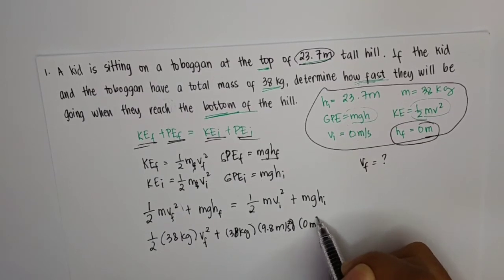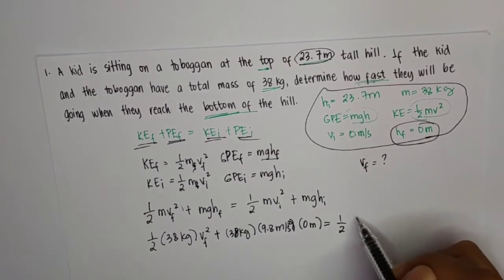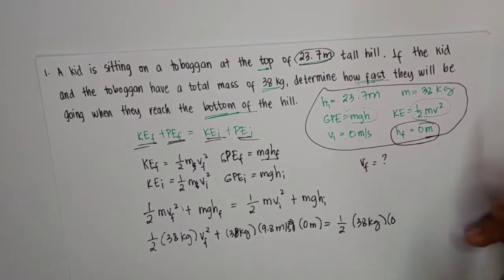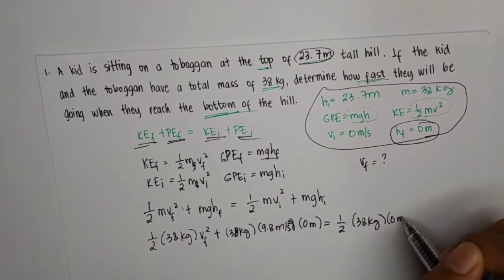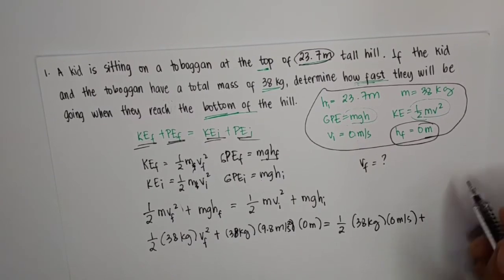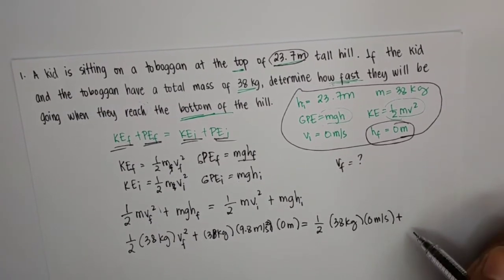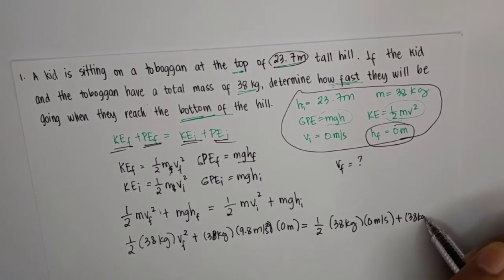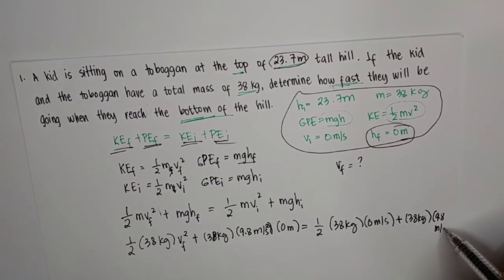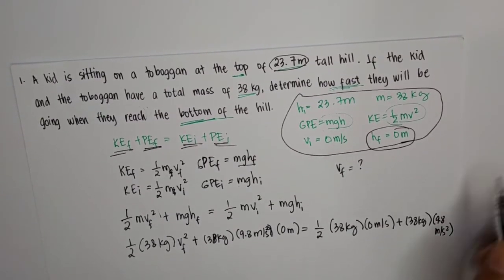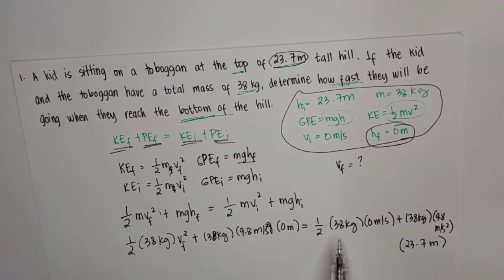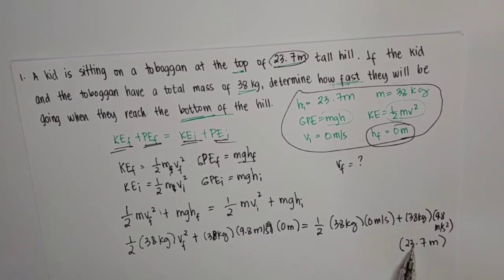So, this will be 0 meter is equal to 1/2, ano yung mass, 38 kilograms. Then, initial velocity, that is 0, since from rest siya, it will be 0 meters per second. Plus, we have here mass natin, m g h initial. So, we have here 38 kilograms times our gravity, that is 9.8 meters per second squared, times our initial height, 23.7 meters. Again, 38 times 9.8 times 23.7.